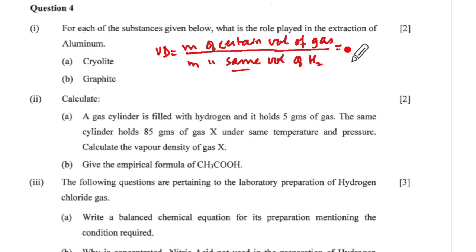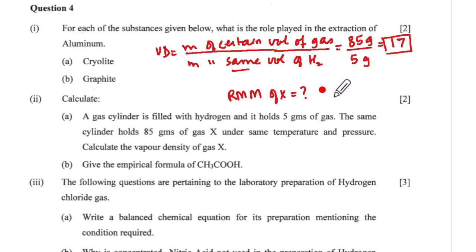Now hydrogen is 5 grams and the same cylinder holds 85 grams of gas X. So you will see vapor density is 17, and we are asked the vapor density only. So this is our answer. They could have also asked you what is the RMM, that is relative molecular mass of X. If they had asked you this, then what we would have done? We would have done 2 into VD, that is 2 into 17, that is 34.